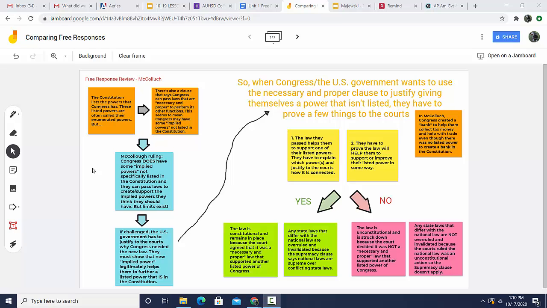All right? So, I tried to color code these post-its as well. So, they kind of flow throughout in each of the cases. Let's go. So, we're going to start with McCulloch.